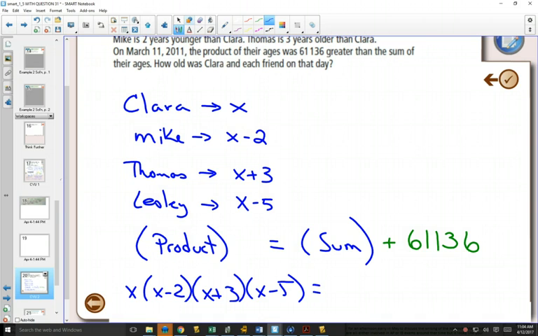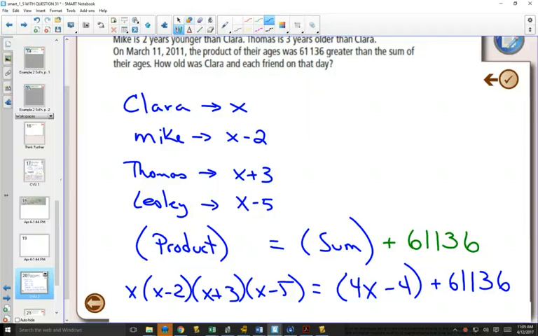Equals the sum. If I add all of those up, if I add up my x's, would you agree that's going to be 4 x's? If I add up the numbers, negative 5 plus 3 is negative 2, minus 2 is negative 4. And then I still have the plus 61,136. And we have to solve this.